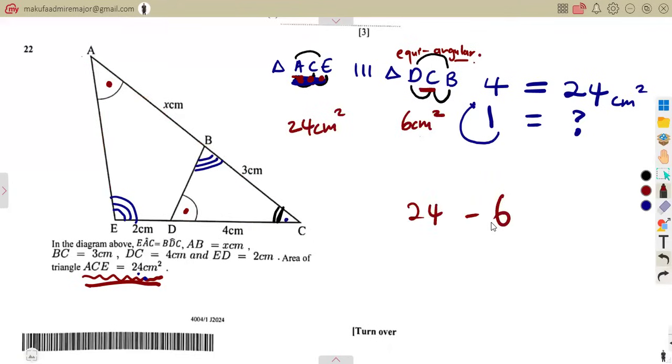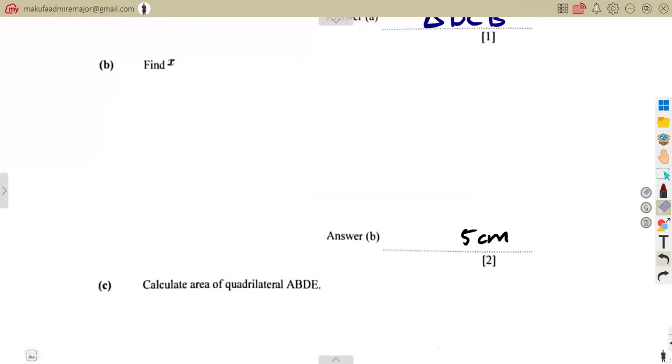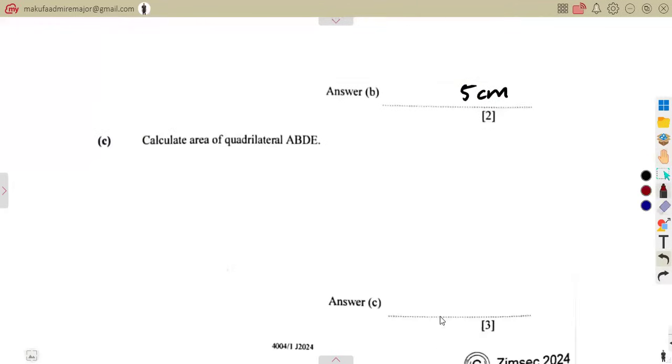24 minus the smaller triangle that is inside gives us the difference of 18. So that was going to be 18 square centimeters, which is this. So 18 square centimeters and the smaller one of 6, if you add together these two, they must give us 24 for the whole bigger triangle there. So that was the concept, guys. So this was going to be 18 square centimeters if you subtract at the end.